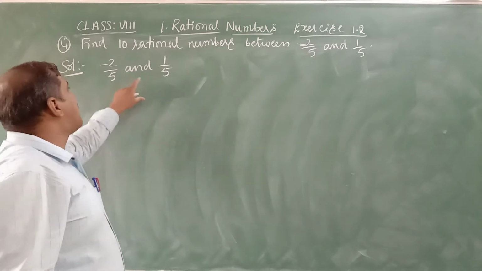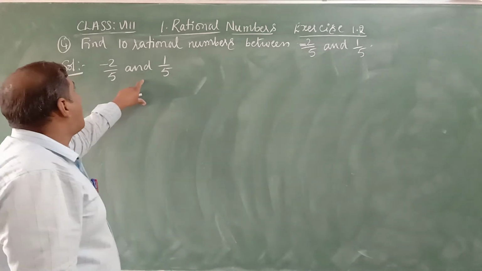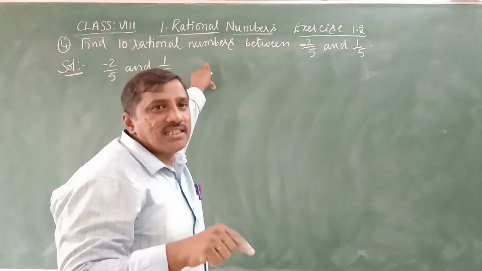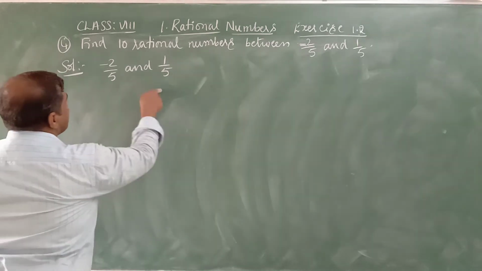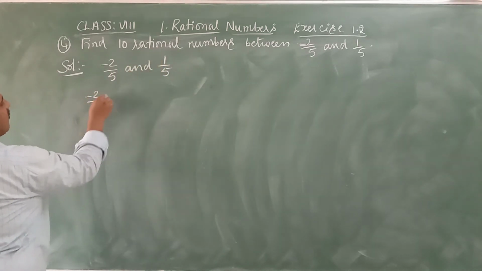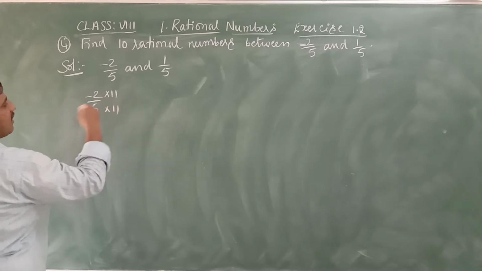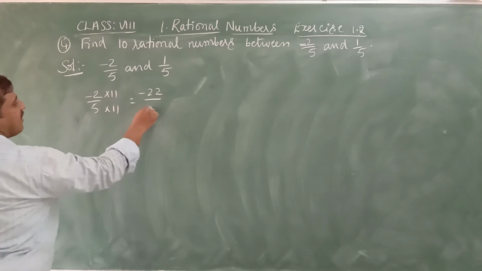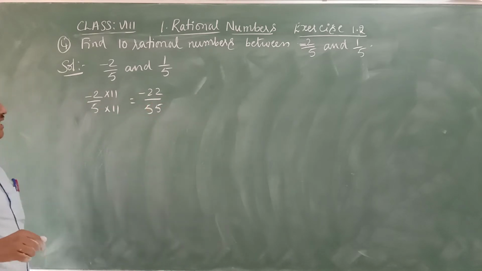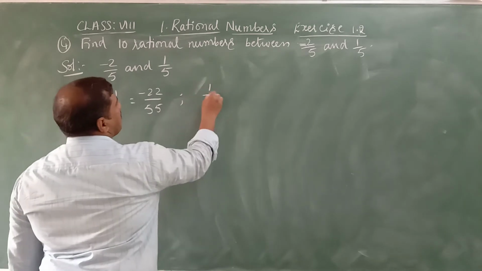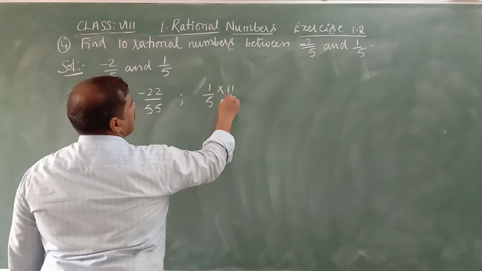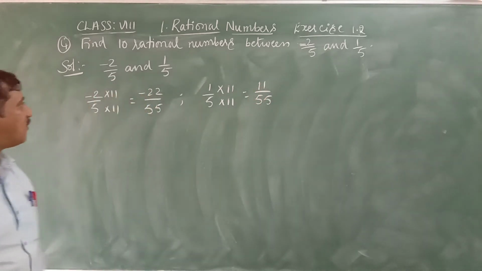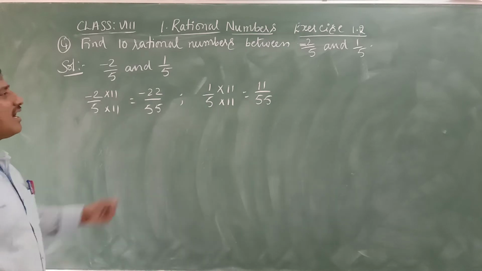So now you multiply these 2 rational numbers with 1 more than the required number of rational numbers, that is 10 plus 1, it is 11. Multiply this with 11. Minus 2 by 5 into 11 is equal to minus 2 into 11, minus 22 by 11 into 5, it is 55. Similarly 1 by 5 is multiplied with 11. So we get 1 into 11, 11 by 11 into 5, it is 55. So minus 22 by 55 and 11 by 55.